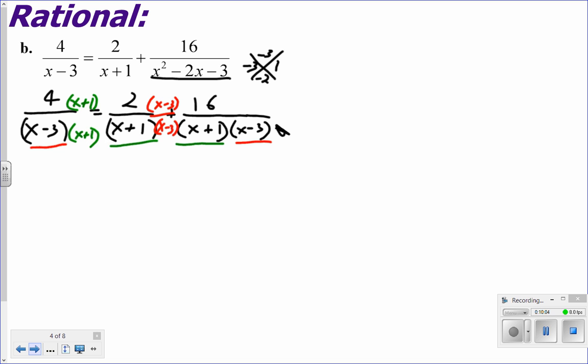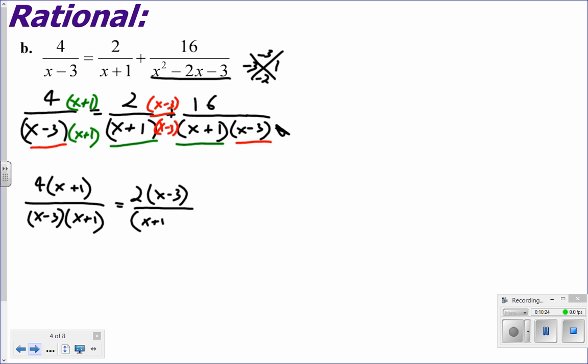So as I simplify this, I get 4 times the quantity x plus 1 over x minus 3 times x plus 1 equals 2 times the quantity x minus 3 over x plus 1 x minus 3 plus 16 over x plus 1 x minus 3. All right, so notice we have a common denominator through each term.